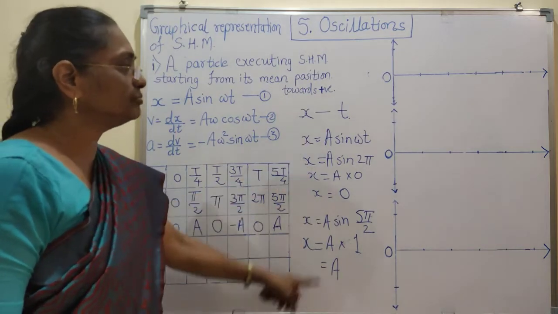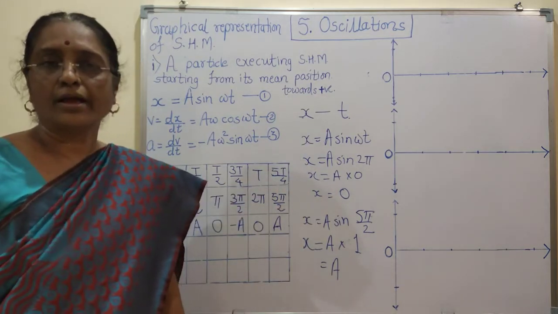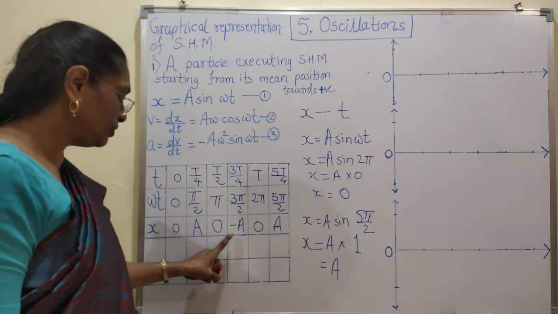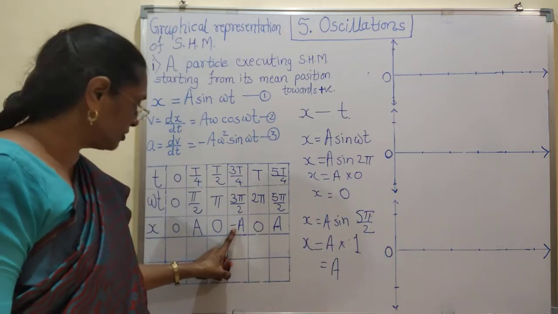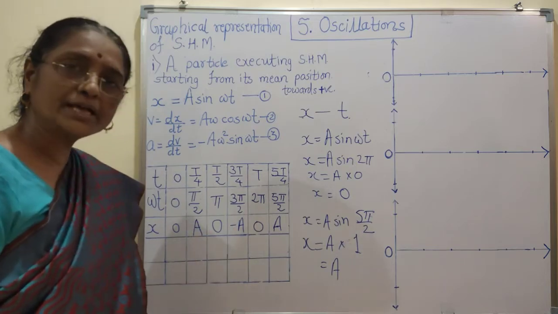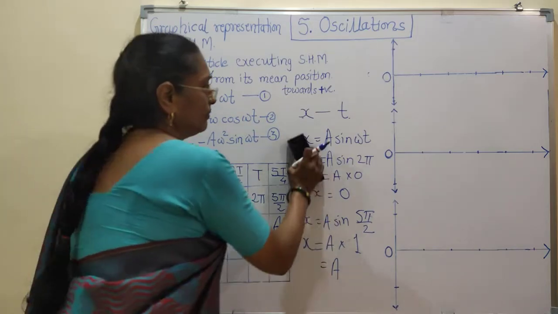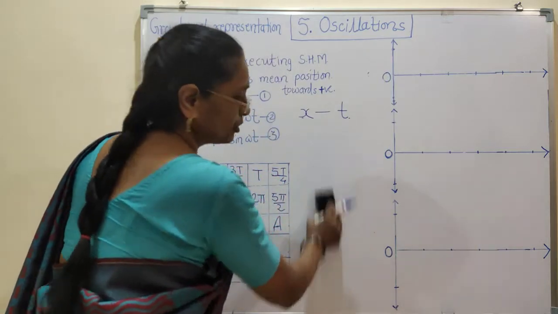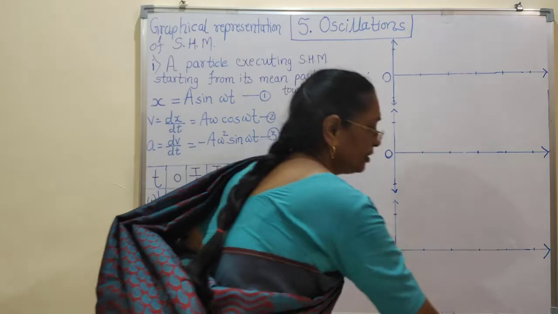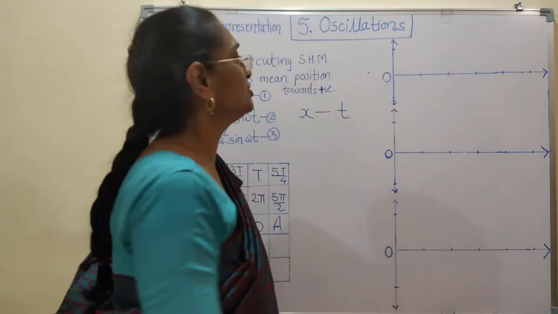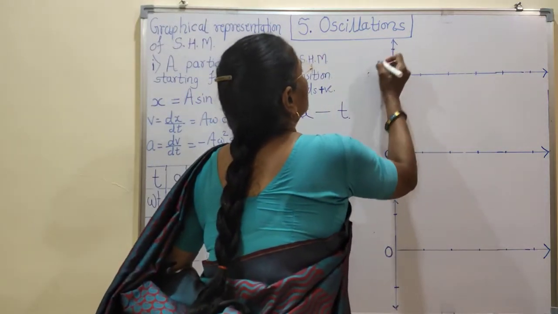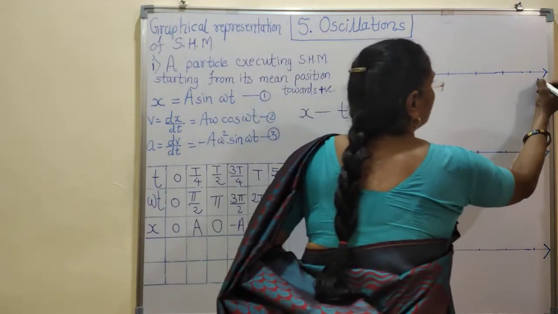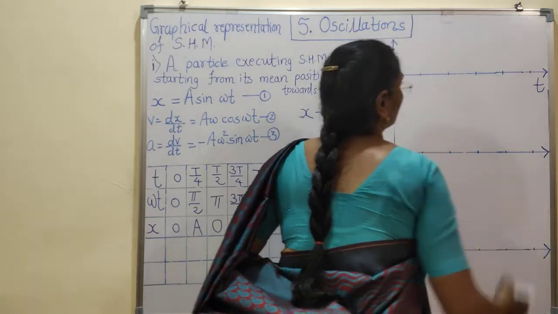all values vary between minus 1 to plus 1. Therefore we have the negative maximum as minus a, positive maximum as plus a. Those values we can write first as positive amplitude and negative amplitude, or negative maximum here. For the displacement, we write x, and for the time variation we have considered, it is t.